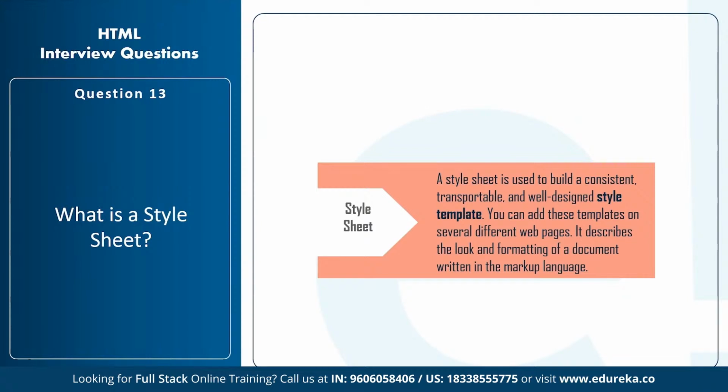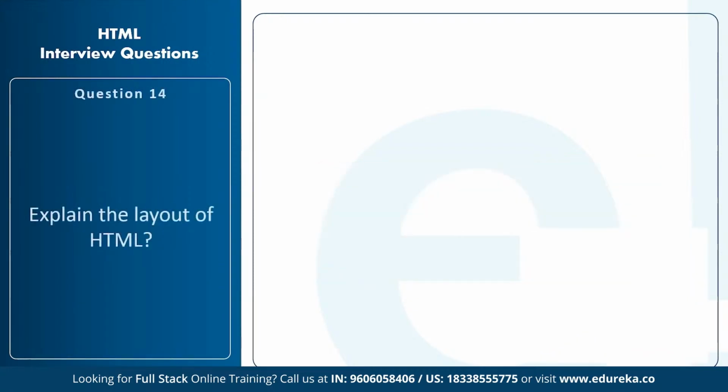So when HTML came, it was the most basic web structure. So it provided you only the basic structure where you could just create the most basic web page. But style sheet helps you in adding different styles or different templates to your web page itself. You can add different formatting and also you can change your texts, and different styles can be added as templates on several web pages. Now the next question is, explain the layout of HTML.